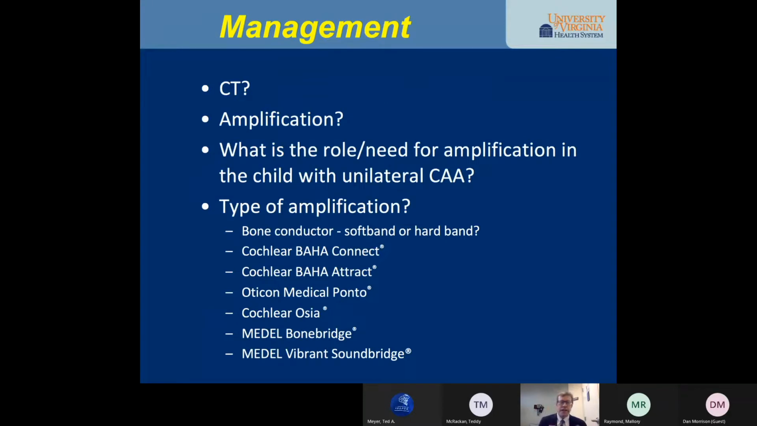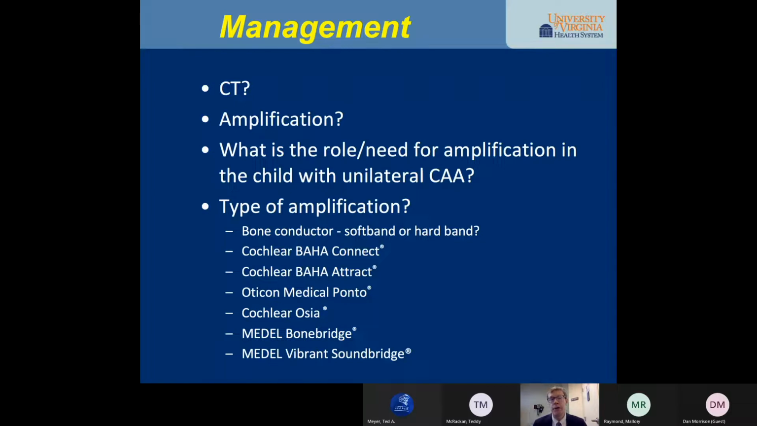All right, so we've gotten our conductive hearing loss documented, normal bone conduction thresholds. What's the next step in the management? Do we get a CT right away? Do we put a bone conducting hearing device on? What's the role or the need for amplification in a child with unilateral aural atresia?